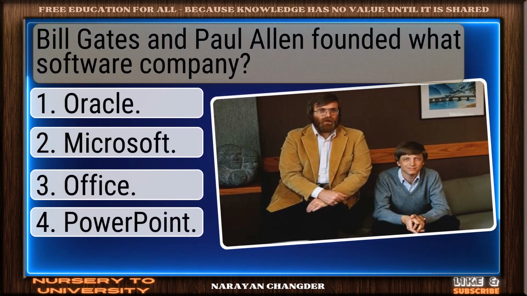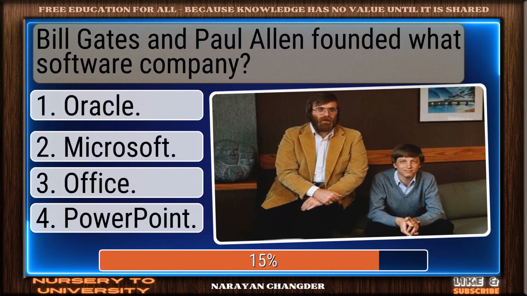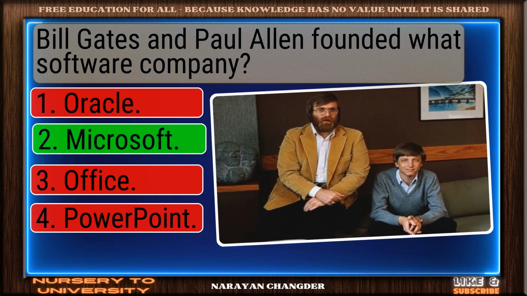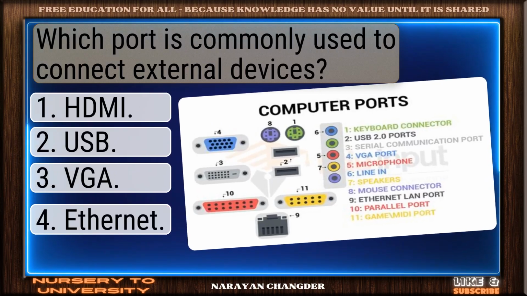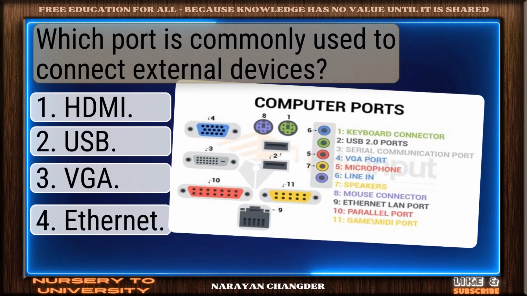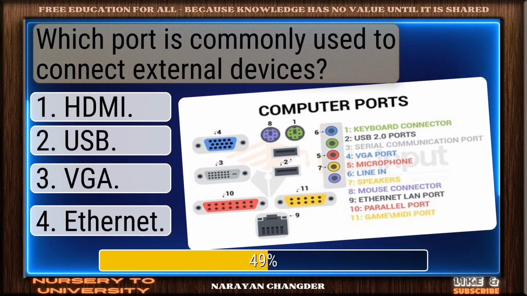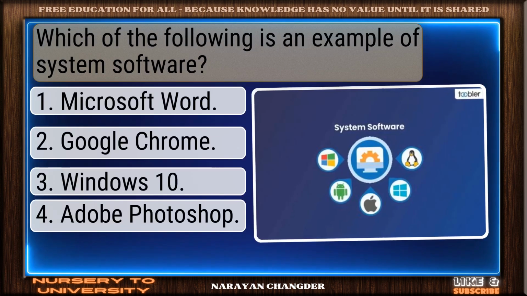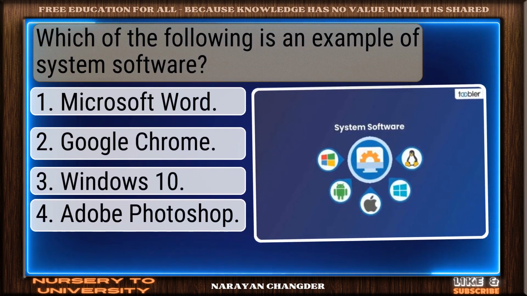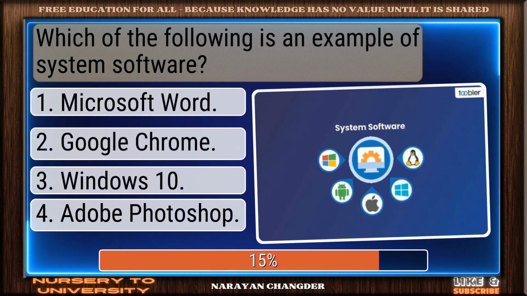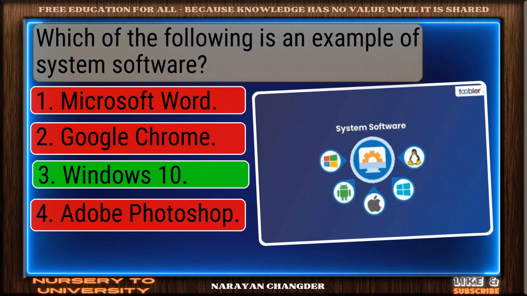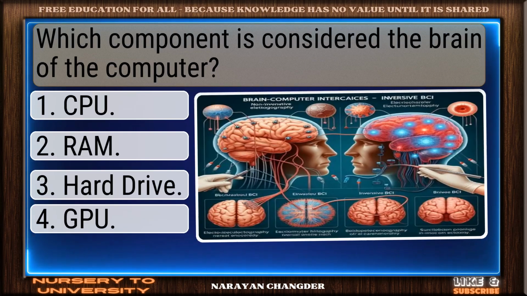Bill Gates and Paul Allen founded what software company? Sharp thinking. Microsoft is right. Which port is commonly used to connect external devices? Good thinking. USB is right. Which of the following is an example of system software? Nice selection. Windows 10 is correct.